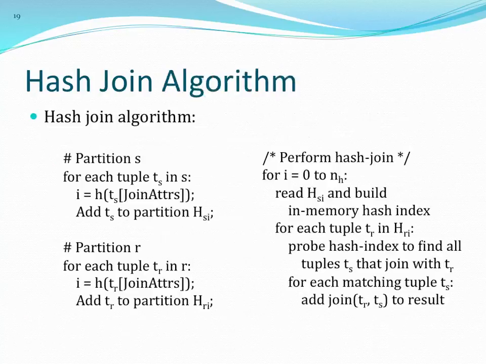Here's the hash join algorithm. Remember, we have the partition phase, and then we have the build and probe phase that we go through for each pair of partitions. So partition S first: for each tuple t_S in S, we hash everything and write the tuples to the corresponding partitions. Then we do that for R, and then we start performing our hash join.